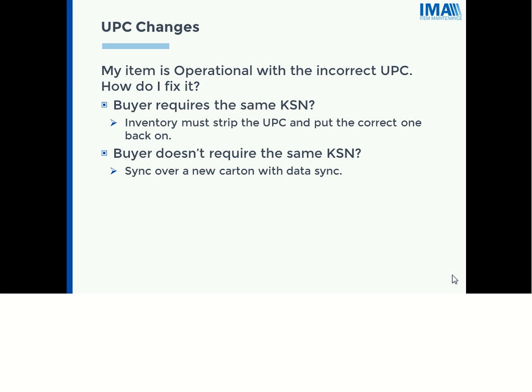First we have UPC changes. My item is operational with the incorrect UPC. How do I fix it? The answer depends on your buyer. You should reach out to your buyer and find out if they need the same KSN. If they require the same KSN, then inventory is going to have to strip the UPC and put the correct one back on, so your inventory analyst will take care of that. If the buyer does not require the same KSN, then you should sync over a new carton with data sync. Any questions on UPC changes?